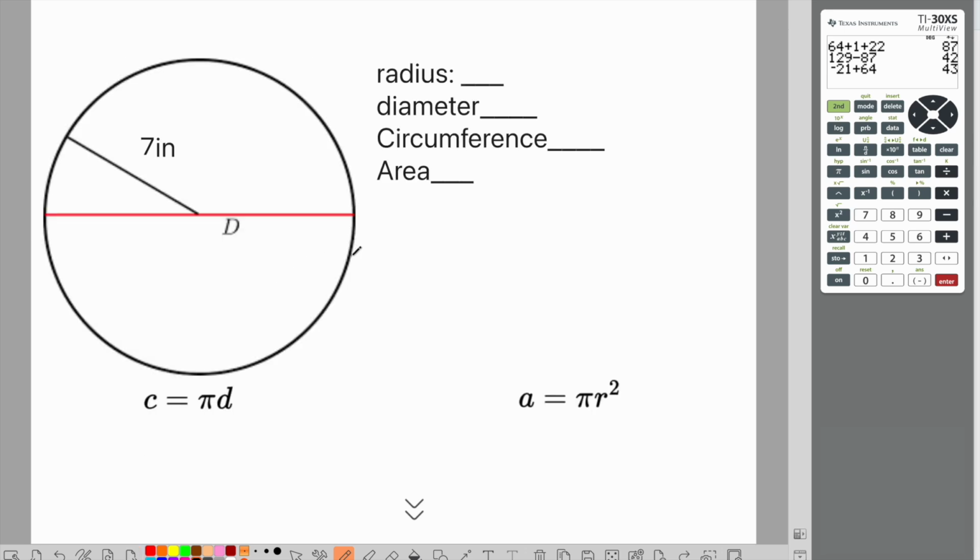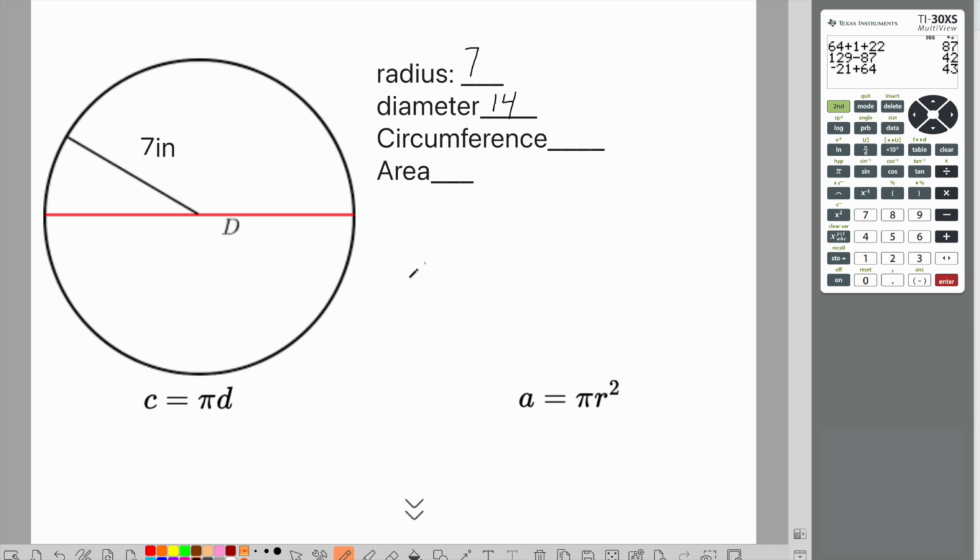All right, so now here's another basic question, no word problem or anything. It's asking for the radius, the diameter, the circumference, and the area. Here in black, going from the edge to the center, we have 7. That's going to be equal to the radius. The diameter is the red line. It's going to be twice that. So twice 7 is going to be 14.